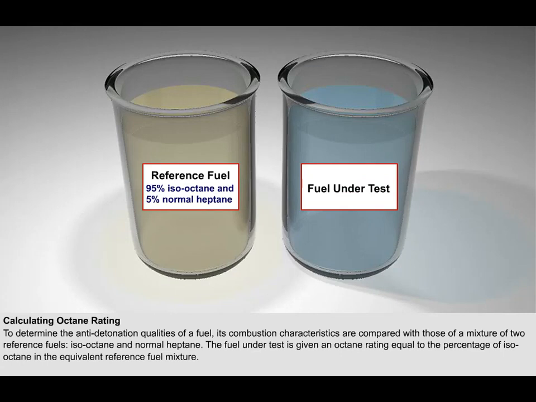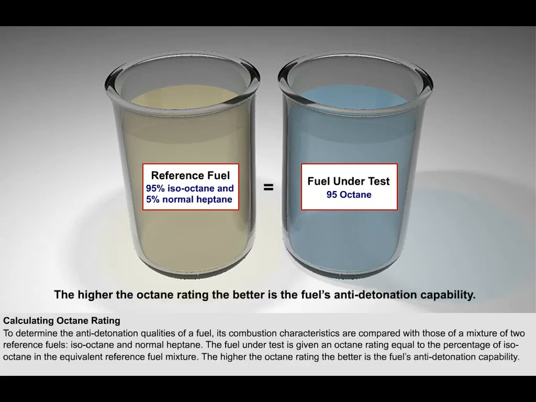If, for instance, that blend of reference fuels was 95% isooctane and 5% normal heptane, the fuel under test would be given an octane rating of 95. The octane rating is therefore a measure of the fuel's anti-detonation capability. The higher the octane rating, the better is the fuel's anti-detonation capability.